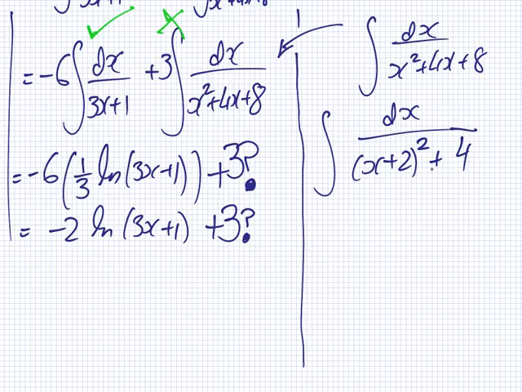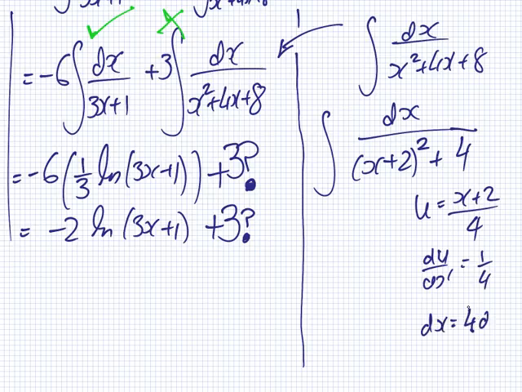Let u equal x plus 2 over 4. So that means you'll get du dx equals 1 over 4. So what does dx equal? 4 du. Sorry, you can't see that. u equals a quarter x plus a half. Yes?